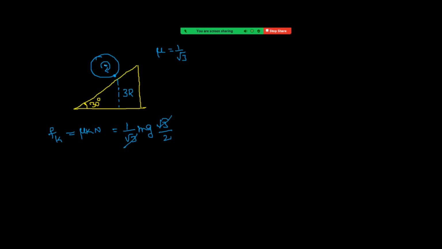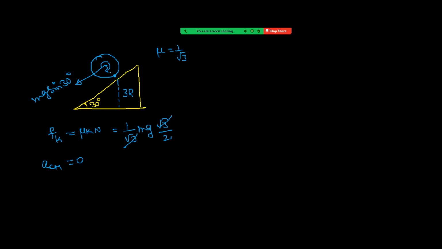And you can see the weight component is now mg sine 30 downwards. So mg sine 30 means mg by 2. This also is mg by 2. That means what is the net force? Net force is 0. That means acceleration of center of mass is 0. So the first conclusion is that mg sin 30 is balanced by frictional force, which is up the incline. So net 0 means acceleration of center of mass is 0.